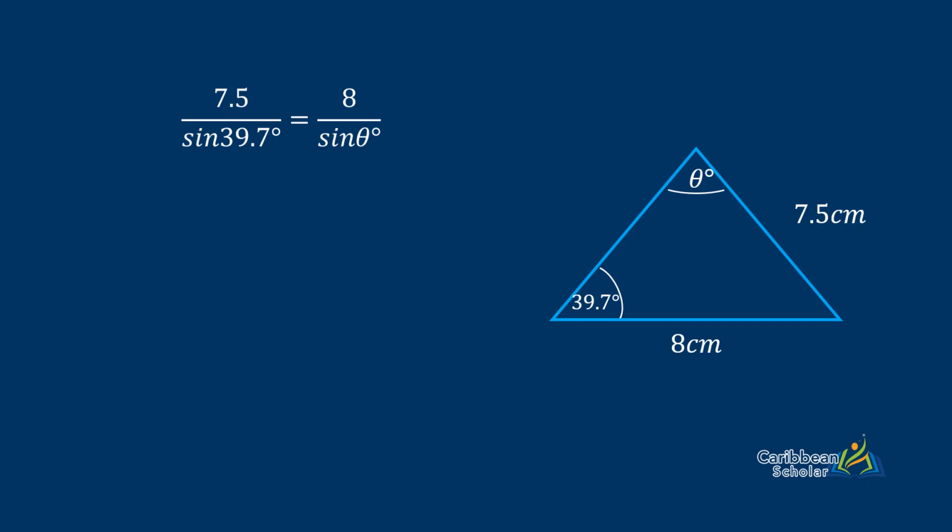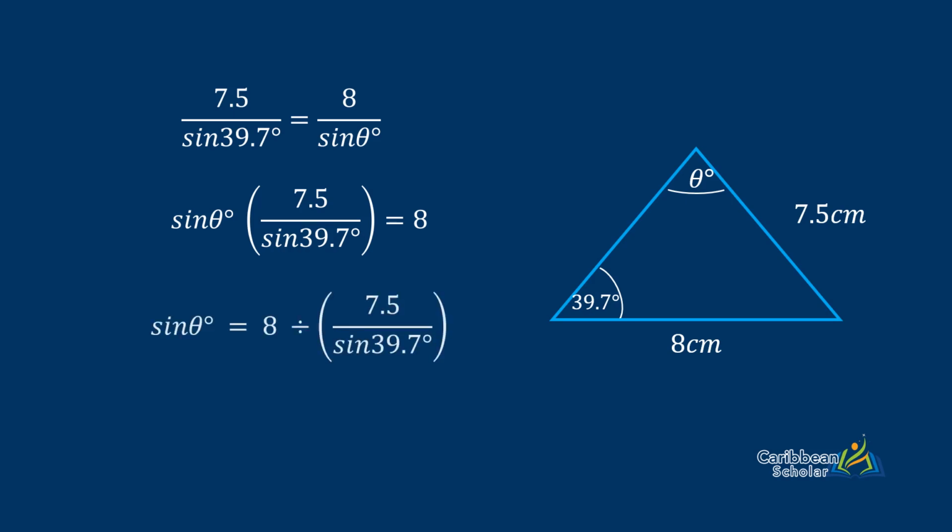Okay, so the first thing that we'll do is take the sine of theta over to the other side. And this is all in an effort to get the theta completely alone. So the next thing that we do is take the expression of 7.5 over sine 39.7 to the side with the 8. And it was multiplying at first, so it will be dividing now.